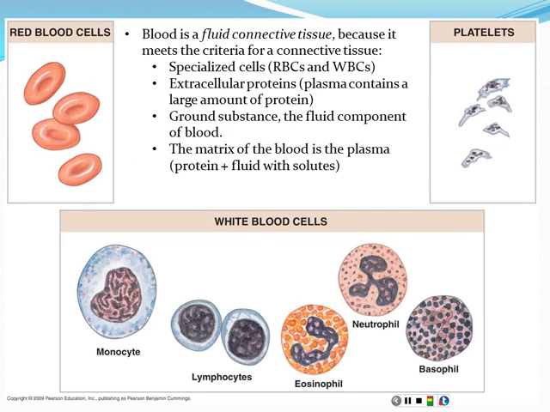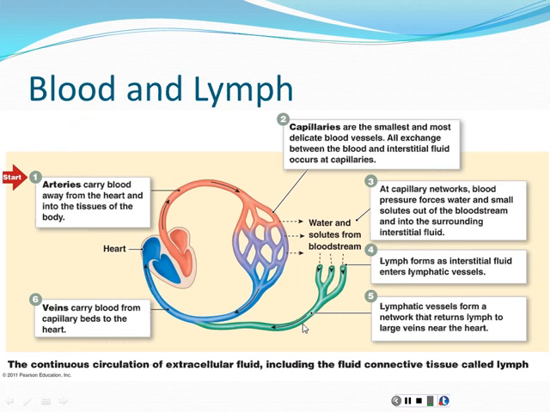So altogether, the matrix of blood, remember the matrix is the extracellular proteins plus the ground substance, we call that plasma. Plasma is the non-cellular component of blood. Now, we're not going to talk a lot about blood this semester, but at the start of the second semester, you're going to learn a lot about blood. But the components of blood, we have the red blood cells, we have the platelets, and then we have the family of white blood cells, each of which has a slightly different function.